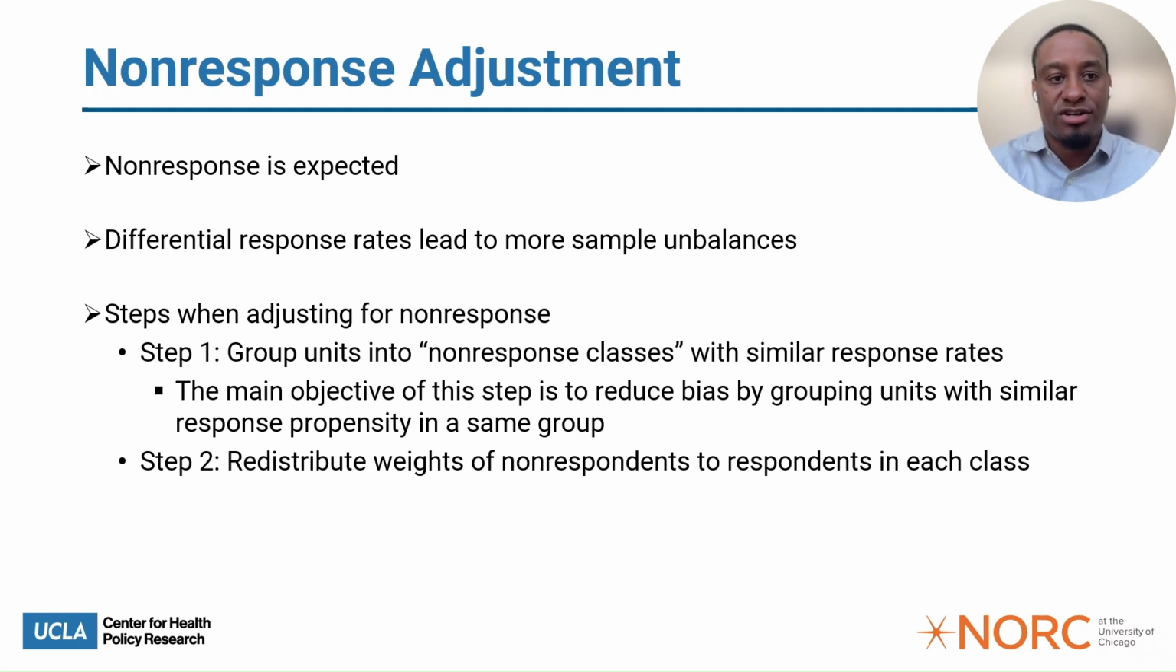To adjust for non-response, we follow these two steps. In the first step, we create non-response classes. The idea of non-response classes is to form groups where the response rate is similar across the units in that class. And in each class, we redistribute the weight of the non-respondents to the respondents in the same class.